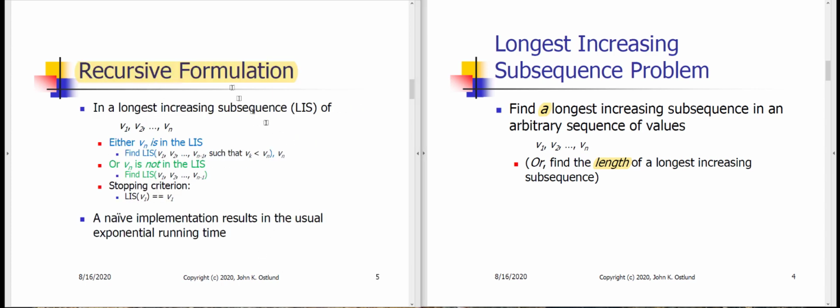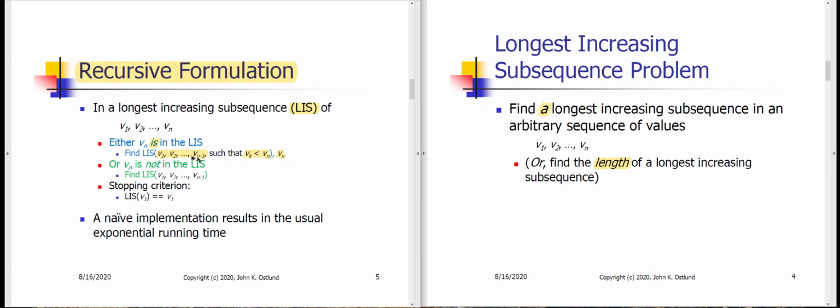Okay, so in the recursive formulation of this, we're trying to find the longest increasing subsequence, or the so-called LIS, of the sequence of values. And we break that down in kind of the usual way. We consider the case where v sub n, the last item in the sequence, is in the longest increasing subsequence, or where v sub n is not in the longest increasing subsequence. Okay, so for the case where v sub n is in the LIS, then the problem breaks down to finding the longest increasing subsequence of the prior values, but only those where the value is less than the final value, and then append the final value to that longest increasing subsequence.